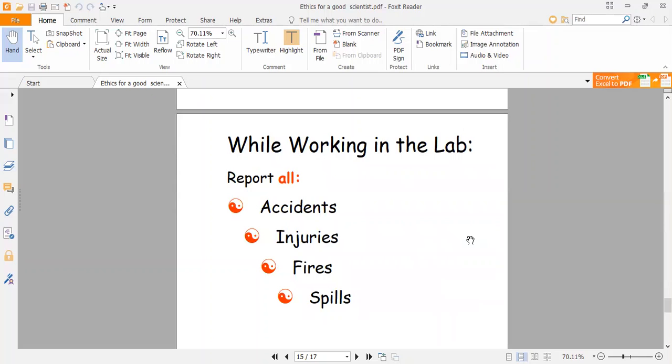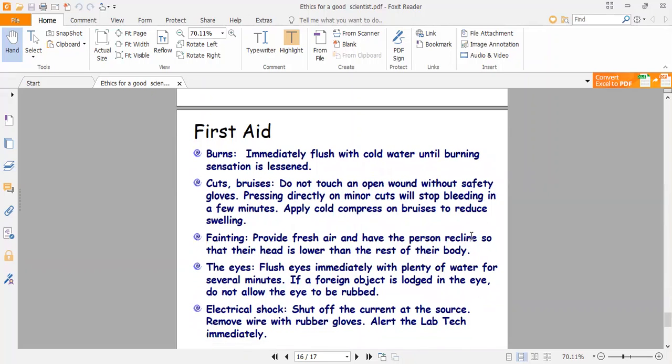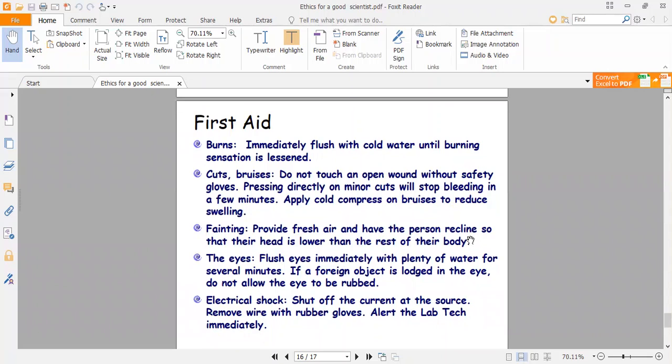While working in the lab, do not hide any accident. Always report all accidents to the lab supervisors. Another thing is that you must know the first aid practices, because if you or your fellow get some accident, then you should have some knowledge of how to deal with that.